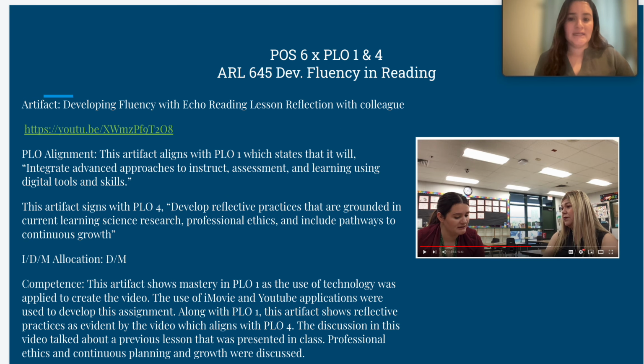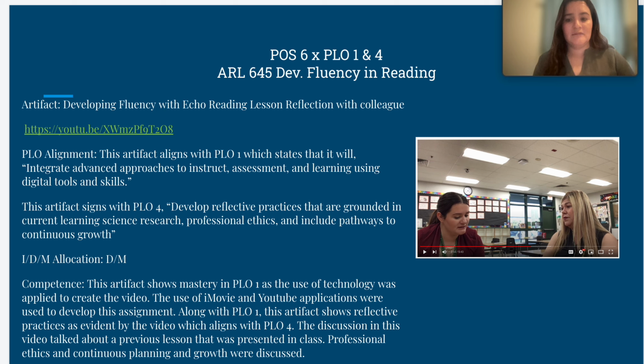Well, the next one was ARL 645, which was developing fluency in reading. The artifact that I chose is the developing fluency in echo reading lesson reflection, and this was my reflection for a lesson that I had done with my class. And in here you see me talking and discussing with my colleague and just overall reflecting upon that lesson.